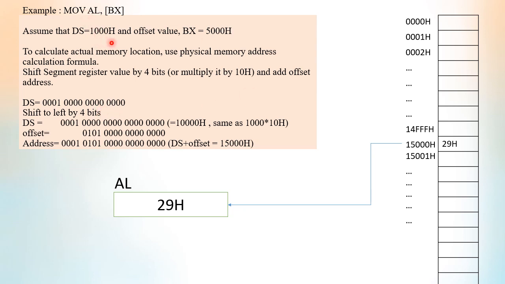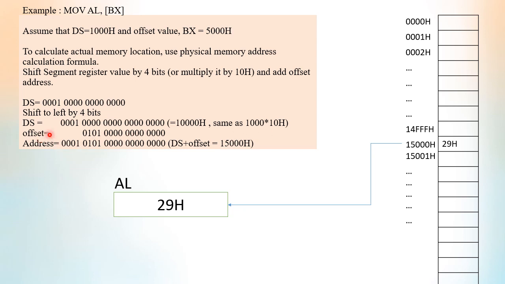When we write this number in binary, we get 0001, 0000, 0000 and 0000. Now we have to shift these bits to the left by 4 bits. So this is how we shifted the DS register value to the left by 4 bits. That is, we simply add 4 zeros here. When we represent it in hexadecimal format, it is the same as multiplying by 10H.